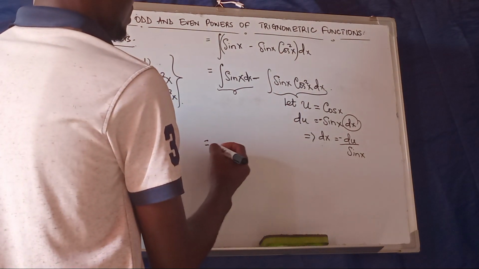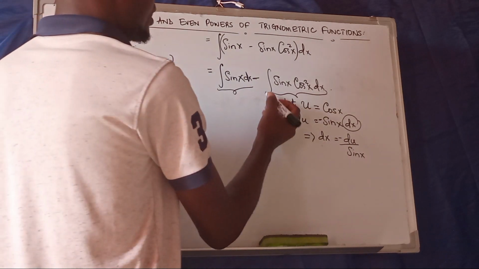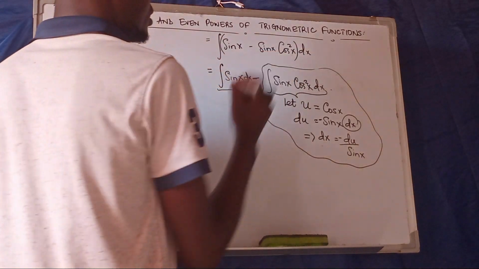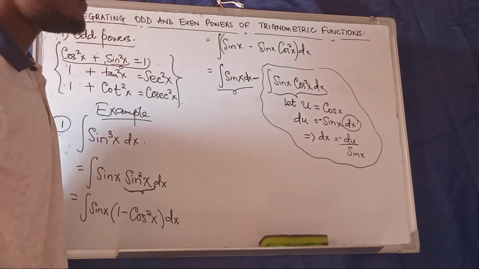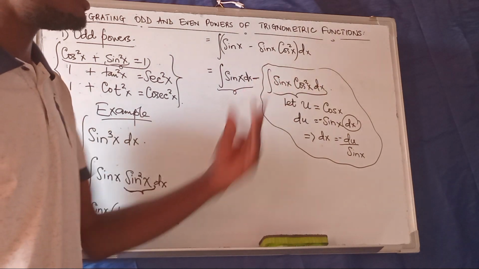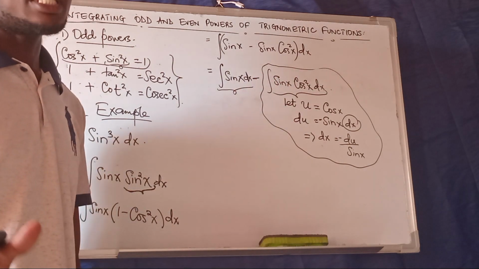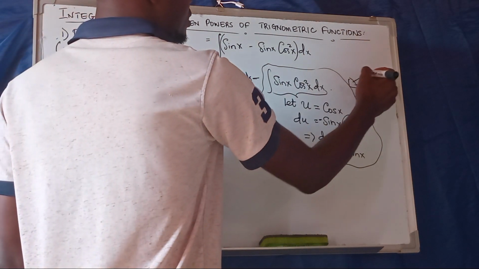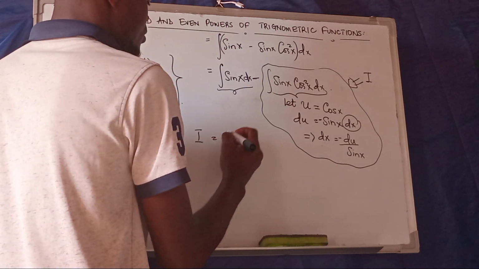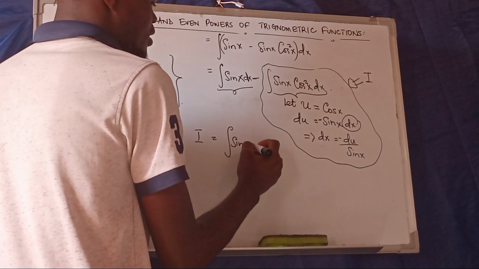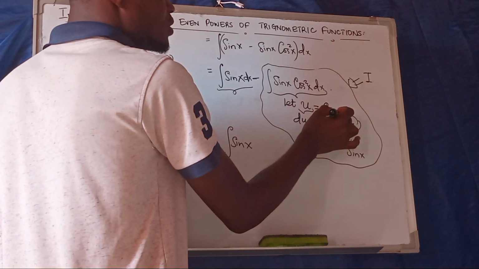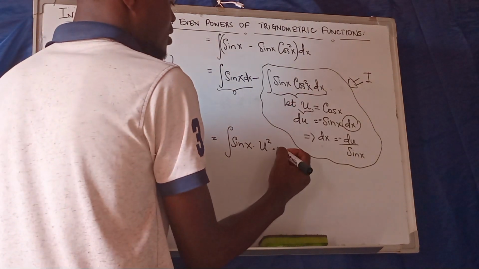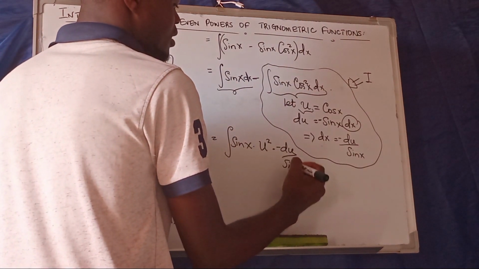So my whole integral, maybe we can first talk about this one alone. When you're calculating this, you just put it aside, but for purposes of time, I'm not going to go through all that. So this integral, I can call it integral I. My integral I is equal to the integral of sine x. Remember, I said let u be cos x. So it is sine x times u squared times dx, which is minus du over sine x.